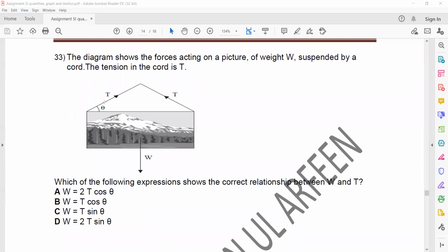So T will have its component, the one along the angle, which will be T cos theta, and the one against the angle, which will be T sin theta. Same thing for the other one: T cos theta, and the upward component will be T sin theta. So T sin theta is acting upward for both, and weight is acting downward. So we can say 2T sin theta balances with the weight. So for question 33, D will be the right answer.